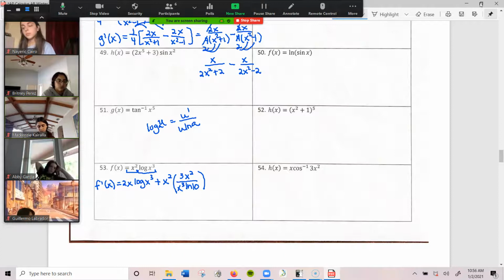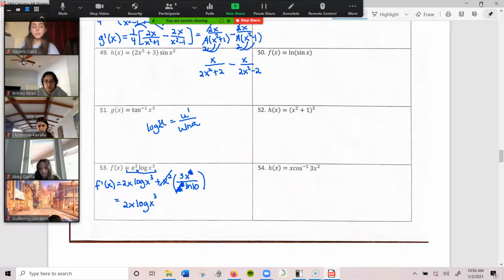Now this can be simplified a little bit because we have this x squared here and that x to the third in the denominator. So we can cancel out the x squared and remove two of them, so there's just one x left. Then we can cancel out this x with one of these. So we end up with 2x log of x to the third plus 3x over the ln of 10. So this one is product rule, but you also have to remember how to find the derivative of a log function.